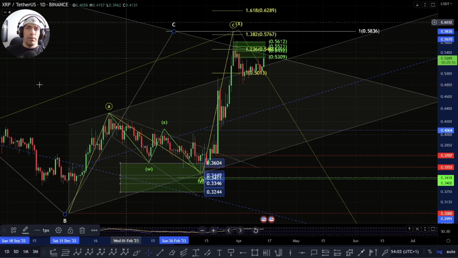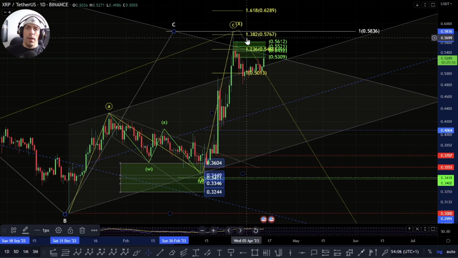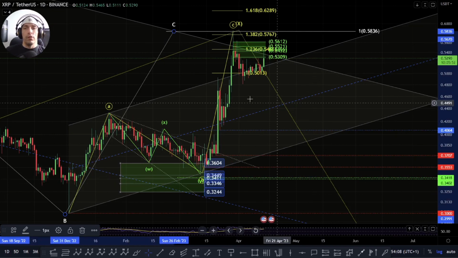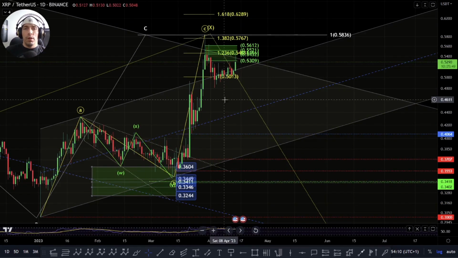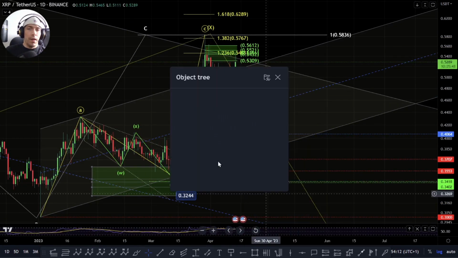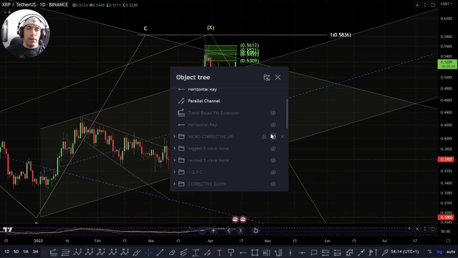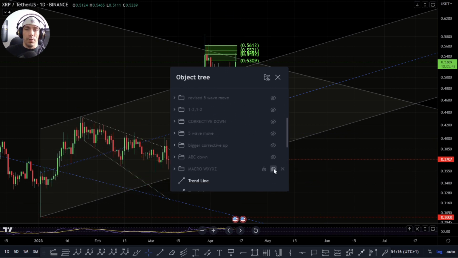So basically, the idea is that if this is right, what we could be looking for is actually this drop to the downside. So that's what we need to just keep in the back of our minds while we are looking for this bullish setup. So we're going to talk about that bullish setup now.